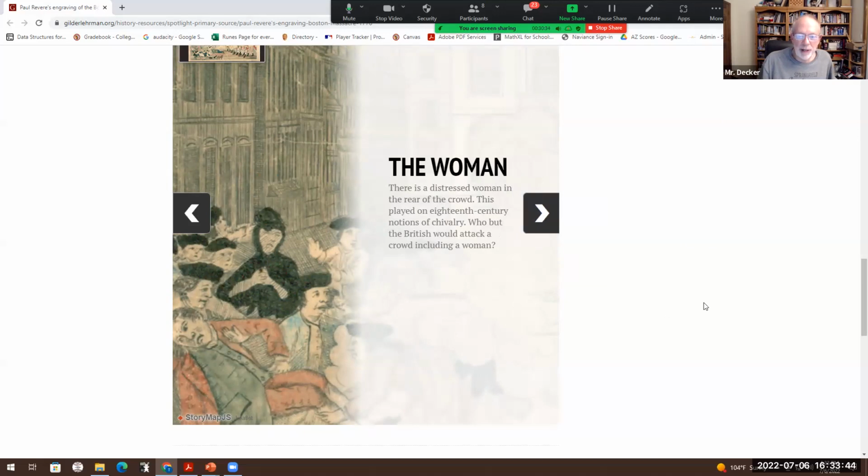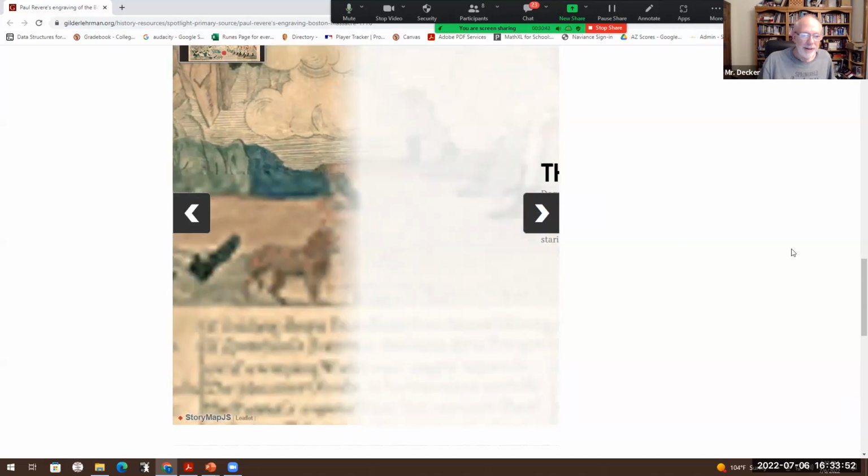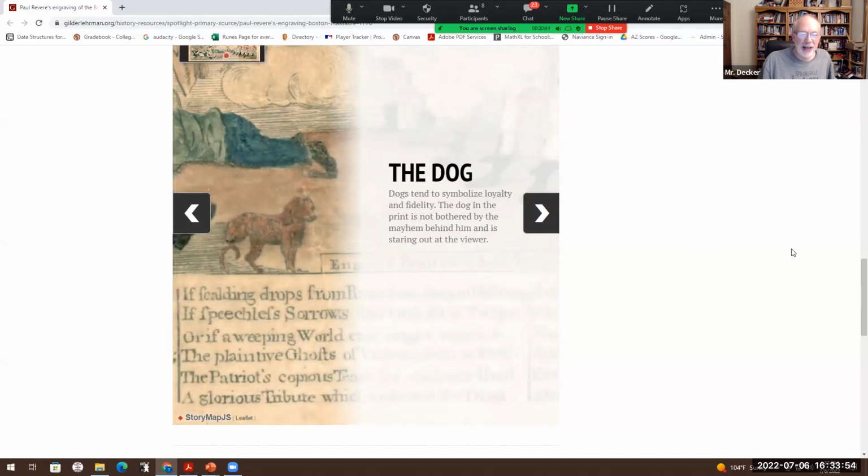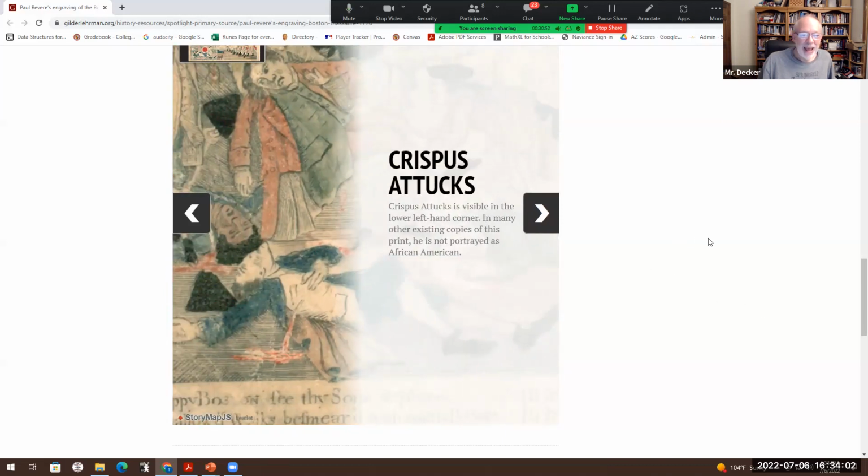Here's the distressed woman. Who but the British would attack a crowd, including a woman? How dare they? And there's the dog, looking totally unconcerned, staring out at the viewer. And Crispus Attucks. In many other existing copies of the print, he is not portrayed as African American.